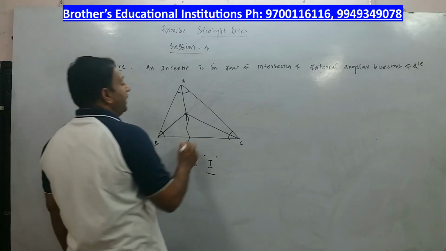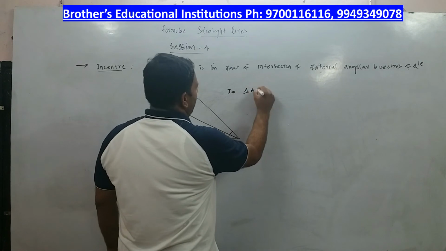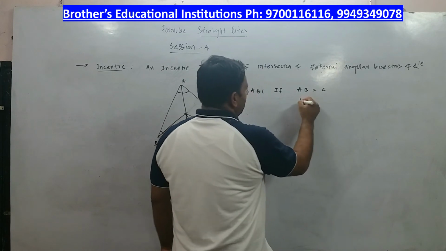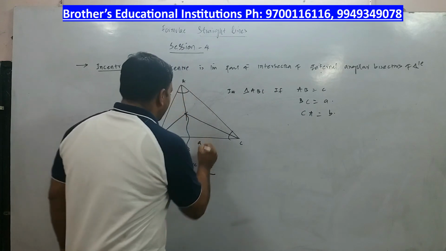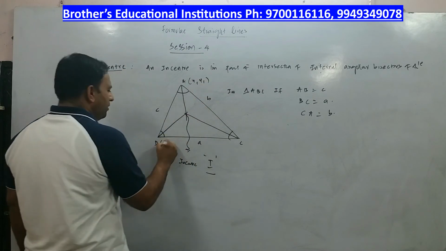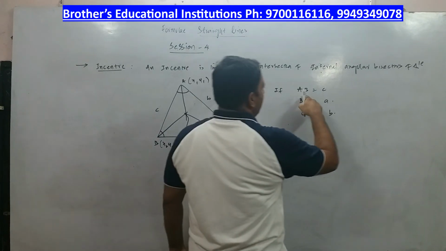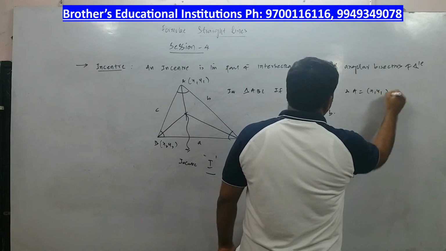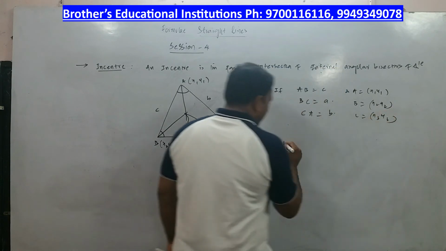Now there is a formula to find the incenter. In triangle ABC, if length AB is equal to c, length BC is equal to a, and length CA is equal to b, and A is (x1, y1), B is (x2, y2), and C is (x3, y3), these are the lengths.